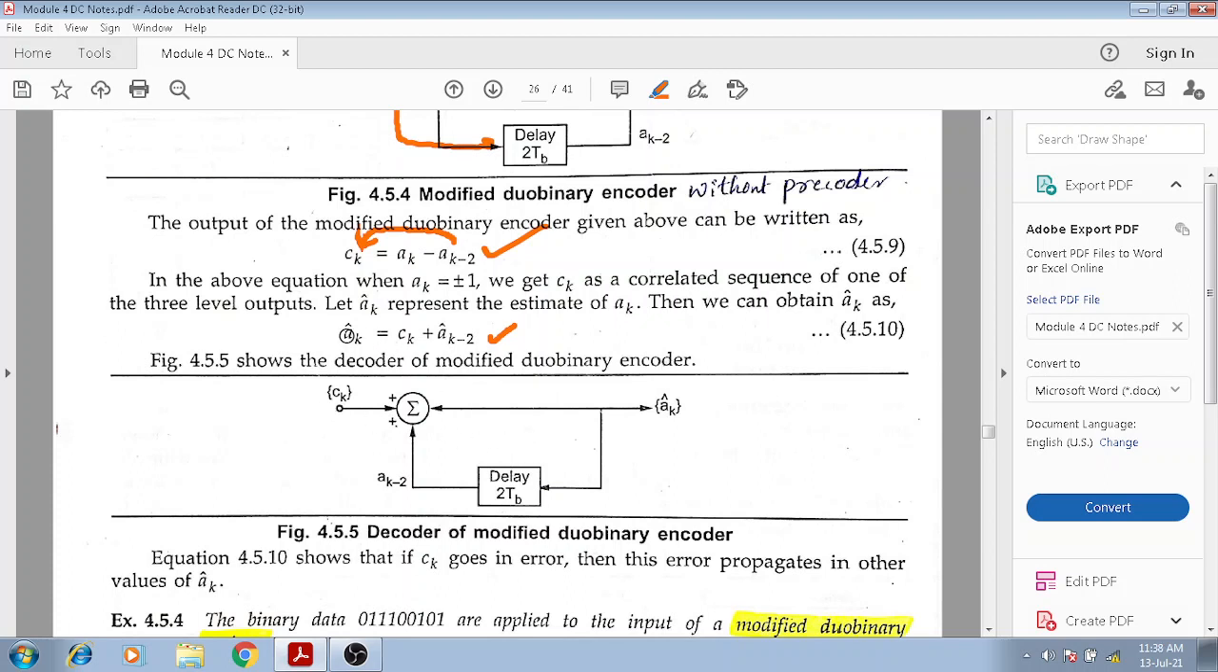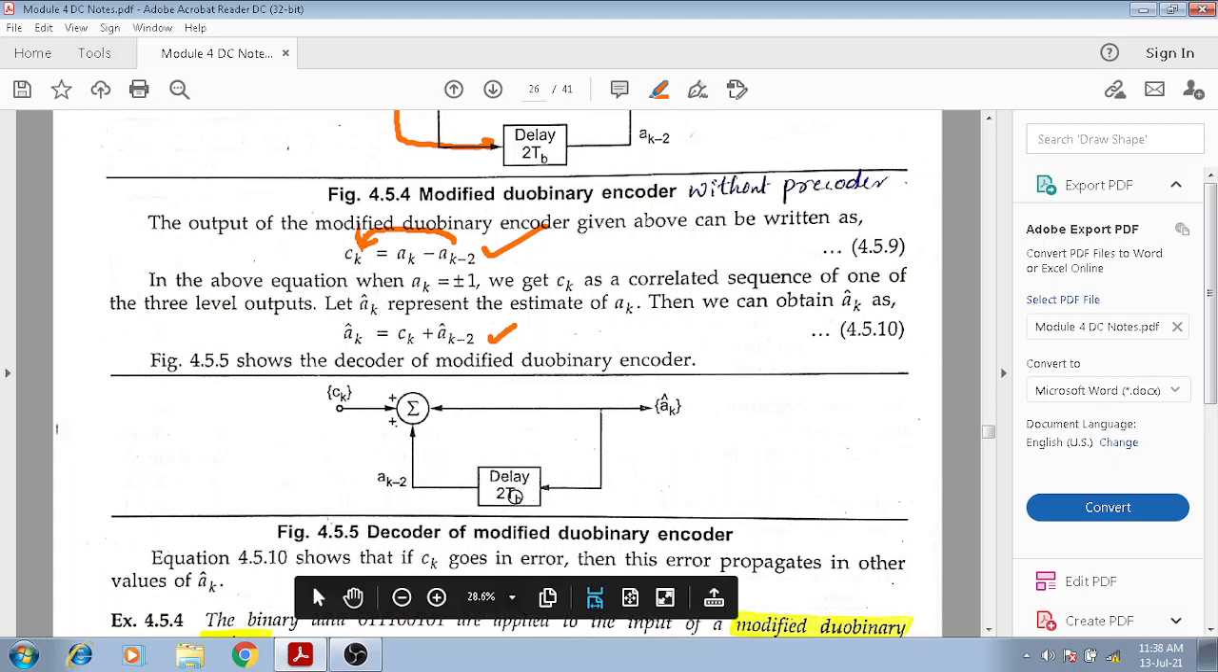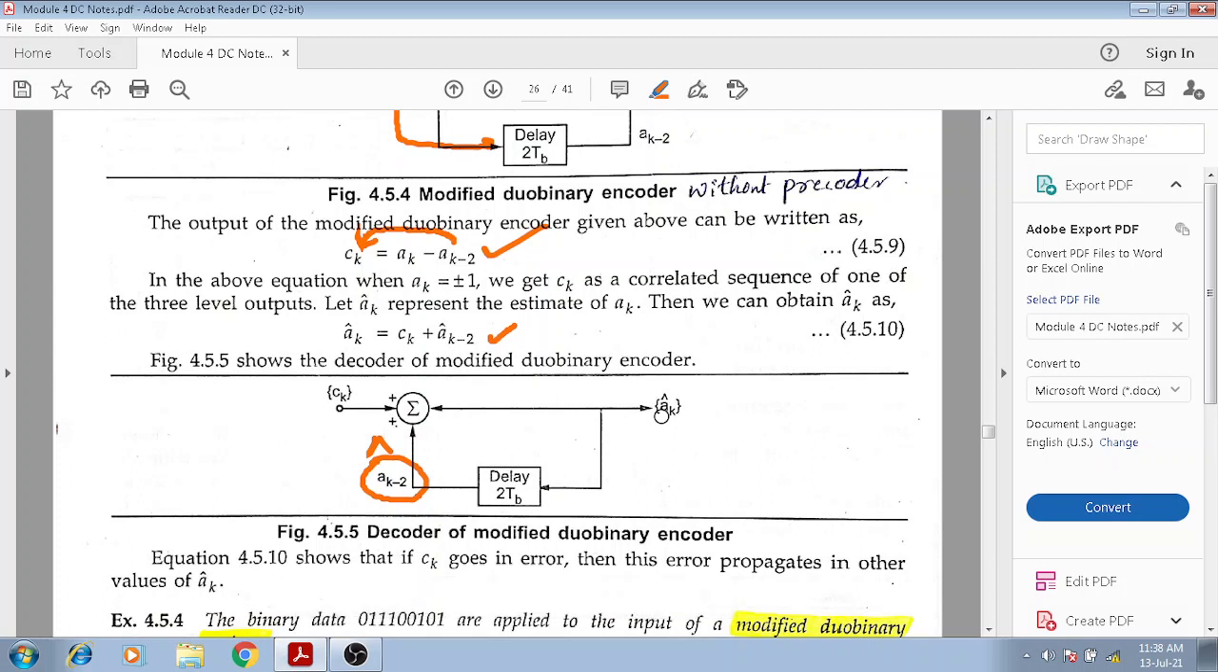So the estimate of ak can be obtained by adding the encoder output ck, which is a 3-level sequence, plus the estimate of ak-2. The output is the estimate of ak. If you consider a 2TB delay, then at the output of the delay you will get the estimate of ak-2. Then add both ck and the estimate of ak-2, and you will get ak cap, that is the estimate of ak.